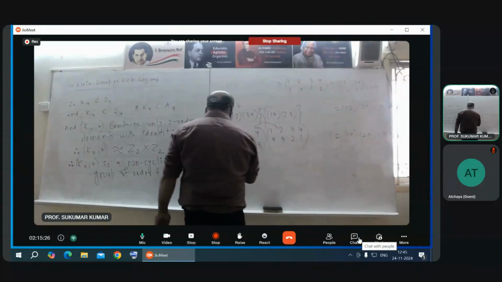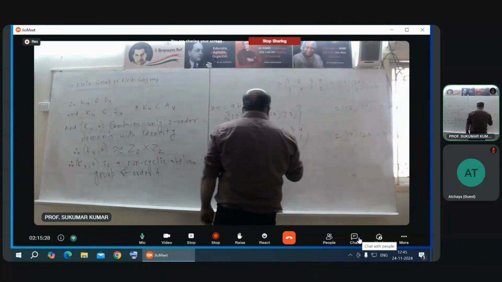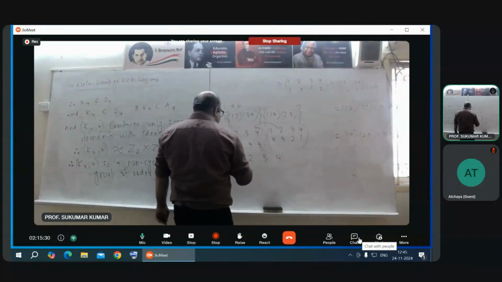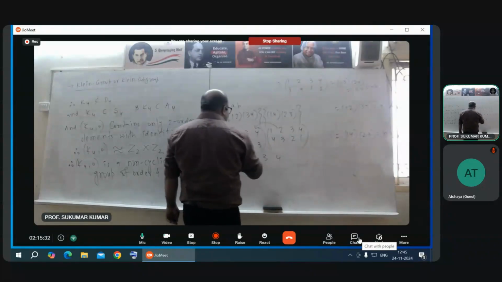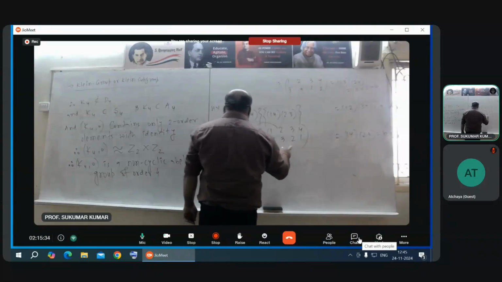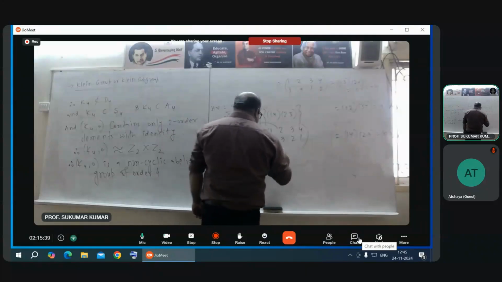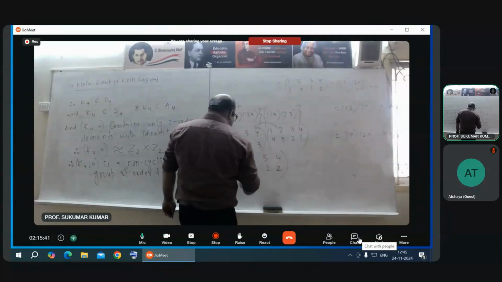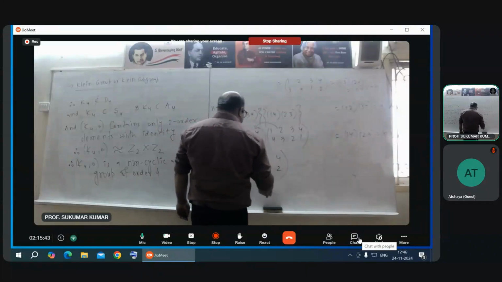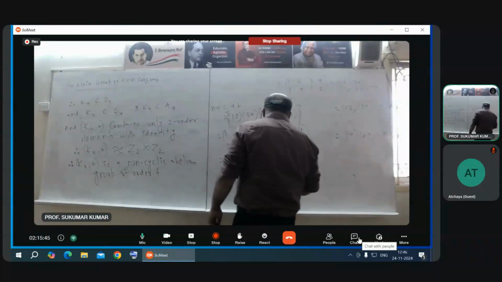After mapping like this, 1 maps to 4, 4 maps to 3, so 1 maps to 3. 2 maps to 3, 3 maps to 4, so 2 maps to 4. 3 maps to 2, 2 maps to 1, so 3 maps to 1. 4 maps to 1, 1 maps to 2, so 4 maps to 2. So this is 1 maps to 3, 3 maps to 1, 2 maps to 4, 4 maps to 2. You see, this is R180.